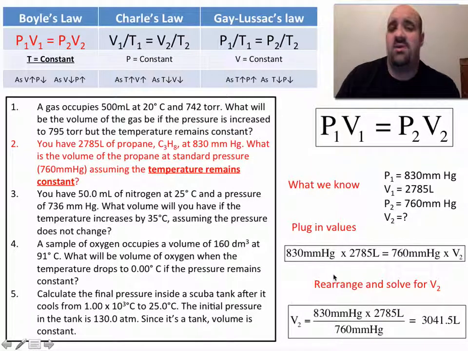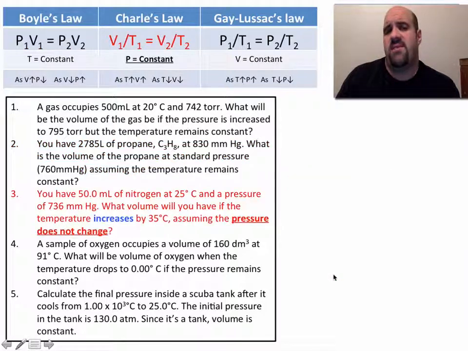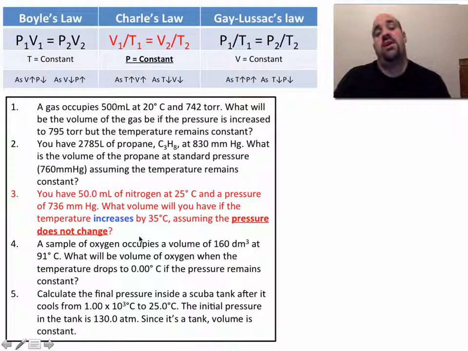So moving on to question number 3, and this is going to be a different formula this time. You have 50 milliliters of nitrogen at 25 degrees Celsius and a pressure of 736 millimeters of mercury. What volume will you have if the temperature increases by 35 degrees Celsius, assuming the pressure does not change?